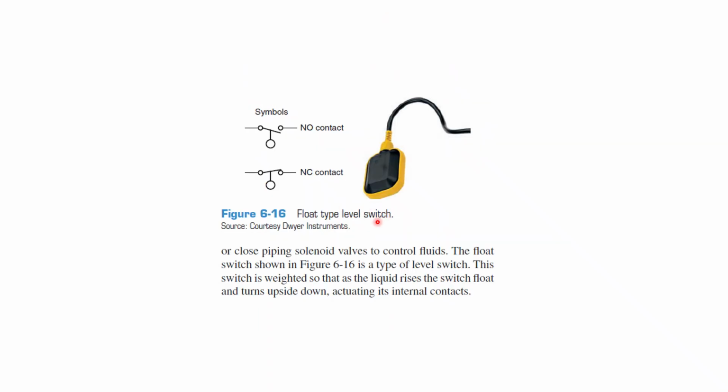The next type of switch is the float type level switch. You know very well that the float type level switch is nothing but a float, a weight, attached so that as the liquid rises the float turns upside down, actuating the internal contact. As per the NEMA standard, you represent a ball as the float attached, which represents the level switch. This is a normally closed contact and this is a normally open contact representing the float type level switch.